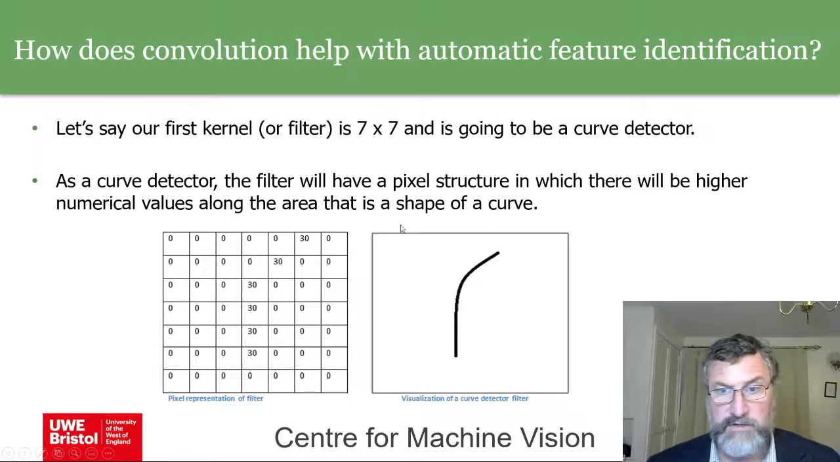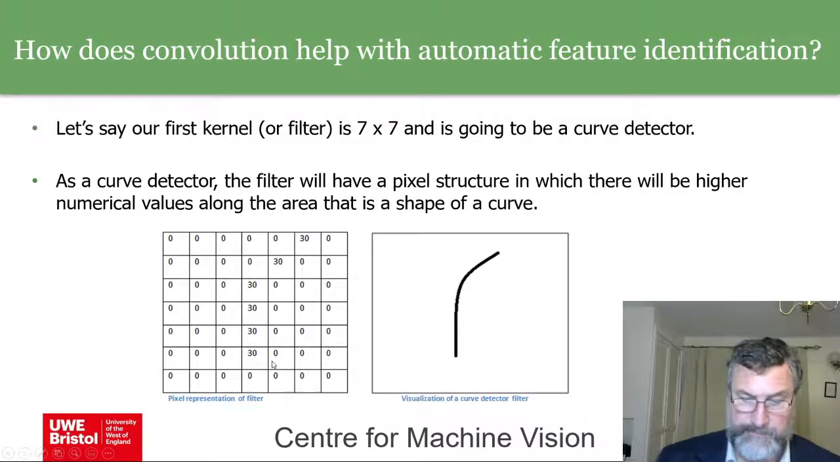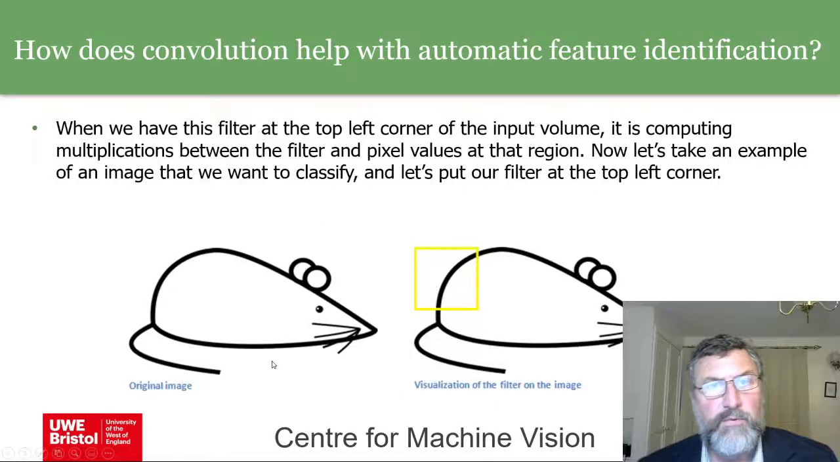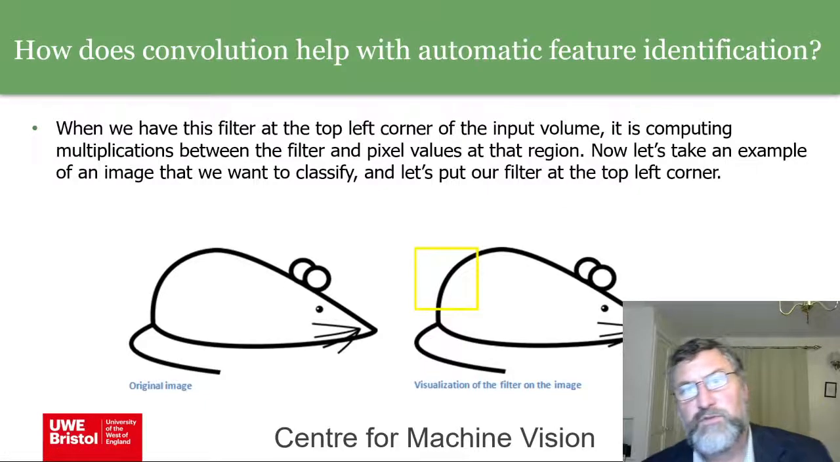Now the curve detector, so this is the kernel that might represent a curve if you're trying to detect this kind of curve, and you get higher numerical values along the area that is in the shape of the curve. And there you see these 30s representing this line here, basically, as you can see. Now, when we have this filter at the top left corner of the input volume, it's computing multiplications between the filter and the pixel values of that region.